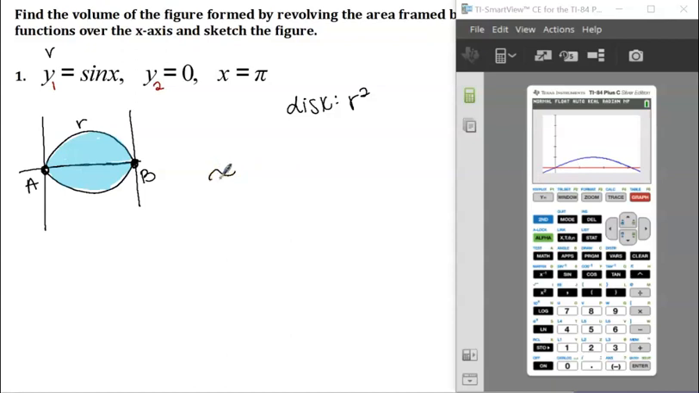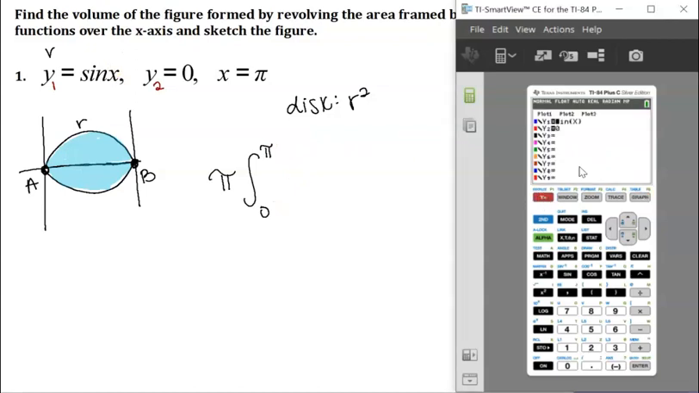So how I set up my integral is going to be a is 0, b is pi, and then you could write sine of x squared, but since I already have sine of x in the calculator, I'm just going to type in y1 squared, and the squared will need to go inside the parentheses that pop up. And then I'll fill in a dx there. So from here, I'm just going to do second quit, go to the home screen.